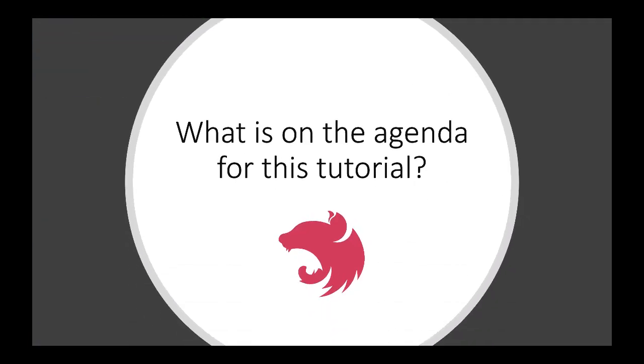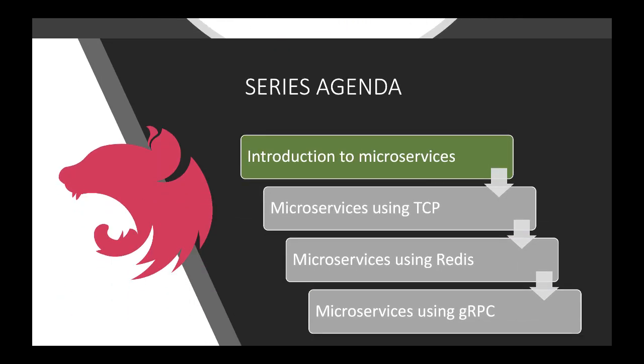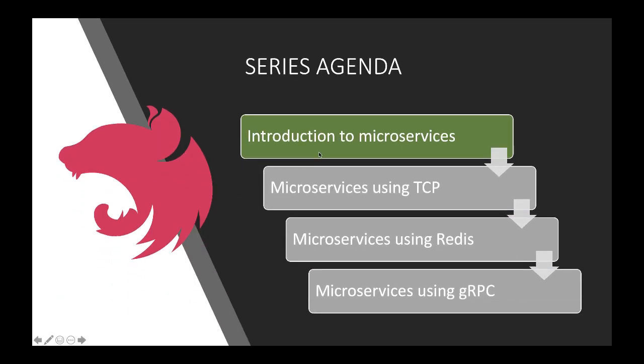And what's the agenda for this tutorial? Well, actually, I think I already just told you, but let's look at it again. So this video that we're in right now, Introduction to Microservices. Next video up is going to be how to set up microservices using TCP. Then we're going to move on to adding a message broker in and communicating through a message broker. I'm choosing Redis for that. And then after that, we'll look at gRPC, which is a little bit more complex to set up, but offers some really cool features.